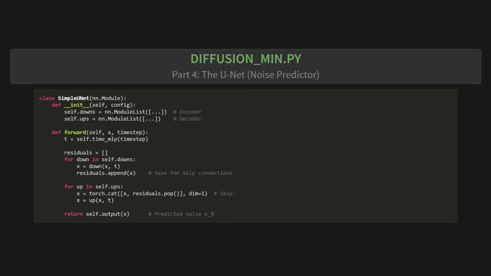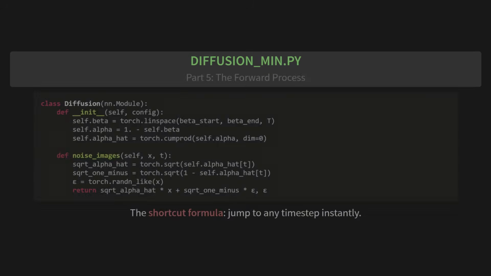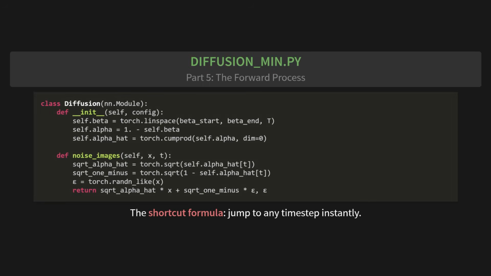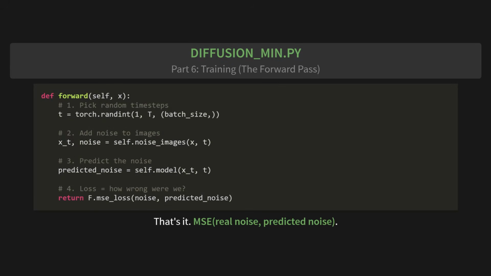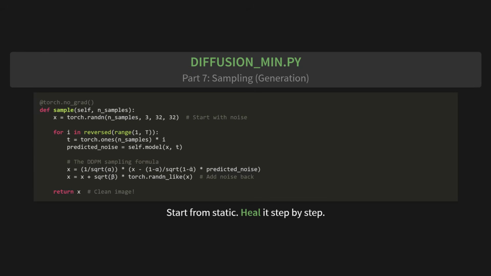Part 4, the UNet itself. This is our noise predictor. It looks at a noisy image and guesses what noise was added. Part 5, the forward process. A shortcut formula that lets us add noise to any time step instantly. Part 6, training. We show the network noisy images, it predicts the noise, and we compare to the truth. And Part 7, sampling. We start from pure noise and loop backwards, subtracting predicted noise until a clean image emerges.